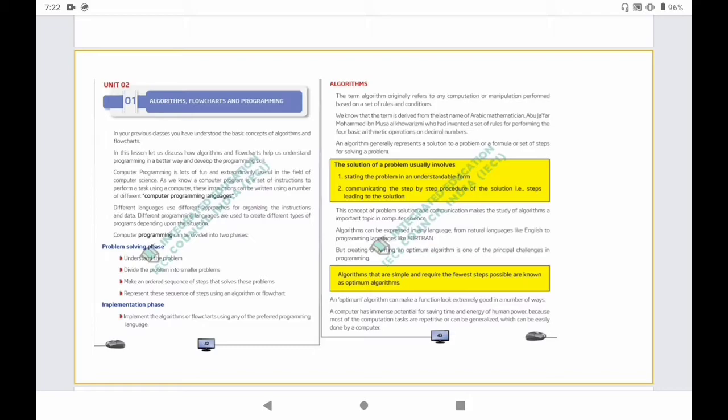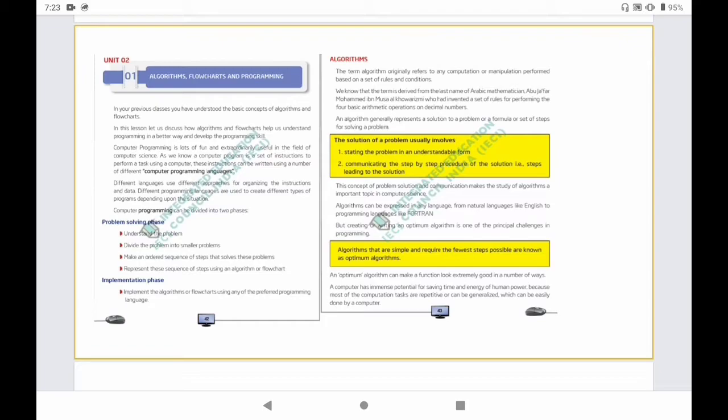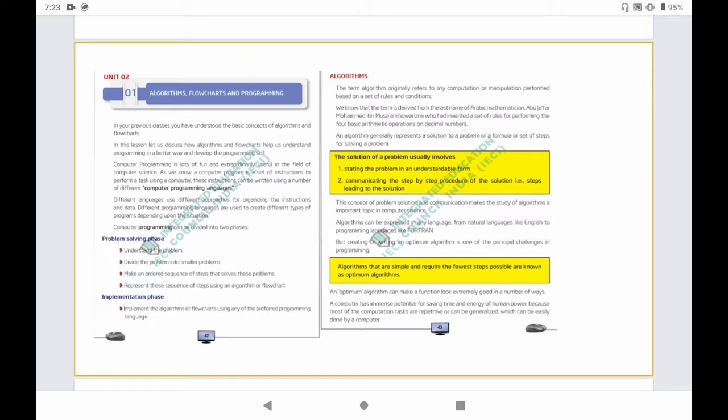An algorithm generally represents a solution to a problem or a formula or set of steps for solving a problem. So generally you are representing a solution for a problem or question or formula or anything else. So if I am giving you a question to add any two numbers, then you can't place any proper number in this question. Whenever I am changing the value, you have to change the program completely.